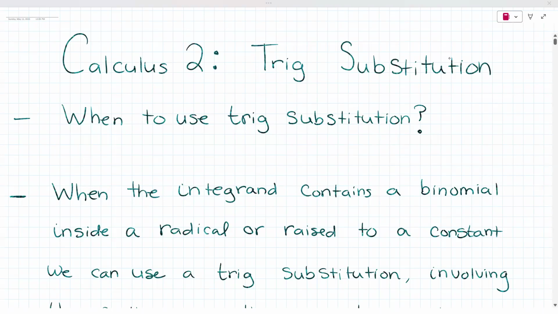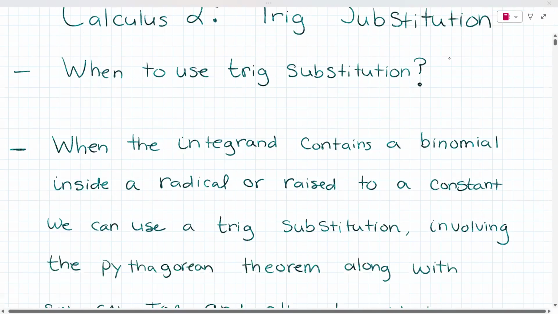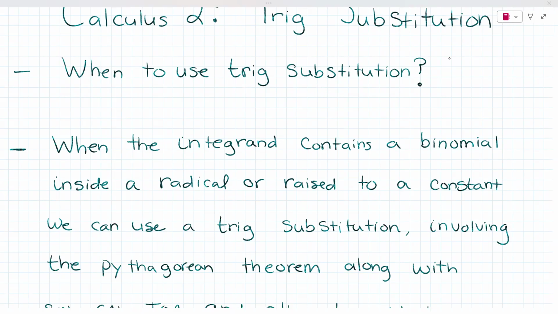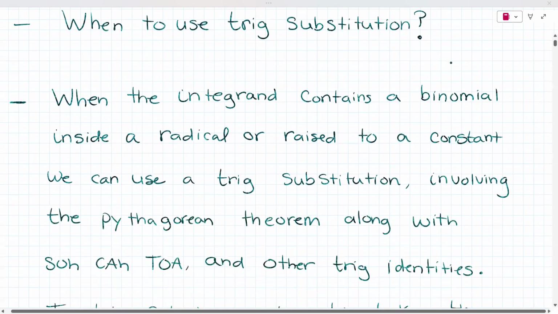Hello, in this video we will go over trig substitution for calculus 2. So, calculus 2 trig substitution. When you're going over this lecture, ask yourself when to use trig substitution. Basically, when the integrand contains a binomial inside a radical or raised to a constant, we can use a trig substitution involving the Pythagorean theorem along with SOHCAHTOA and other trig identities.